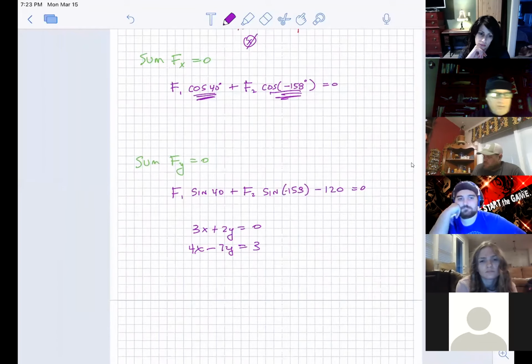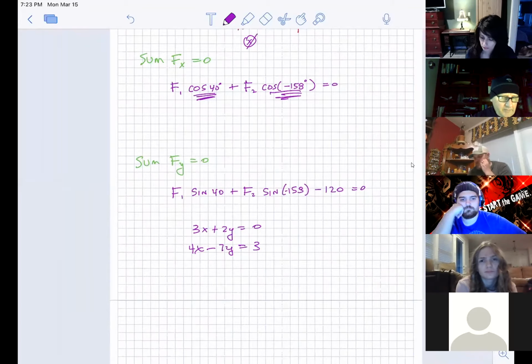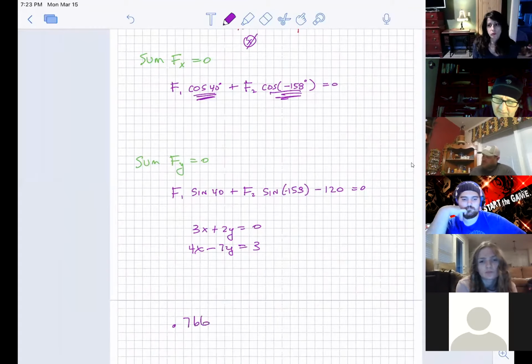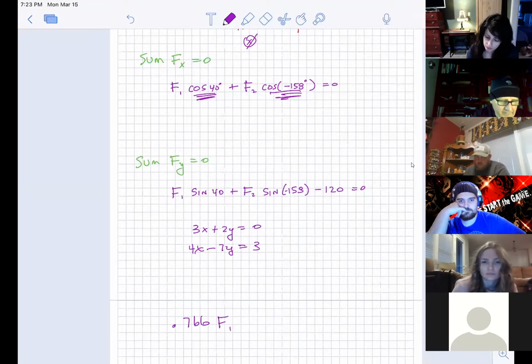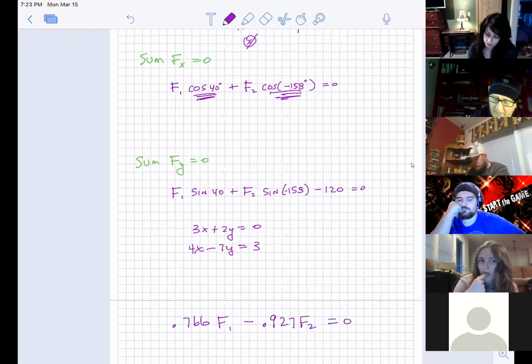I'm going to quickly punch some of those things in. Let's see, the cosine of 40. At least you want to leave here with the right answer. So I got about 0.766 times force one. Cosine of 40 is 0.766. Cosine of negative 158 is negative 0.927. So 0.927 times force two, that equals zero.